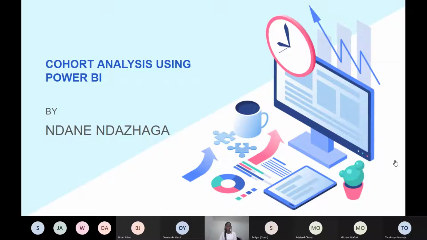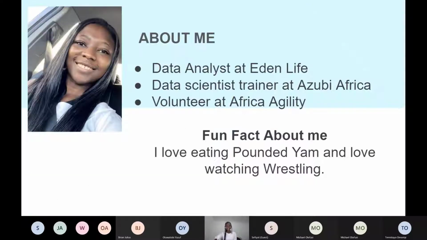So our topic today is cohort analysis using Power BI by Ndane Ndazhaga. Yeah, that's me. About me, Temidayo has already said a little about me, but let me still talk about what I do and what I am. I'm a data analyst at Eden Life.